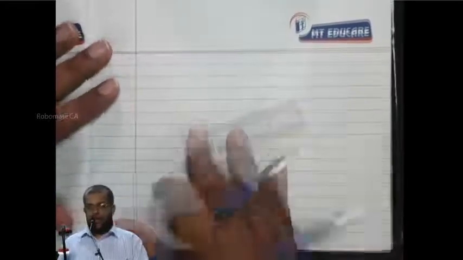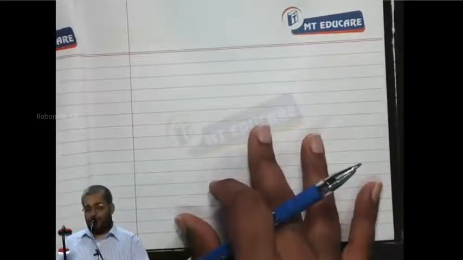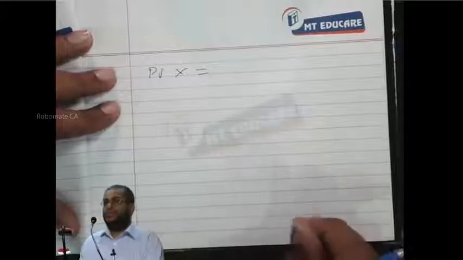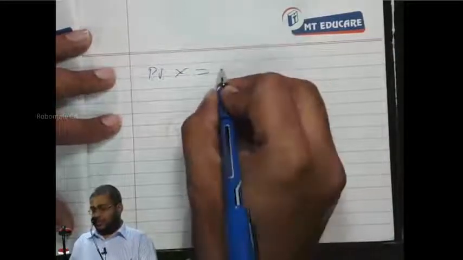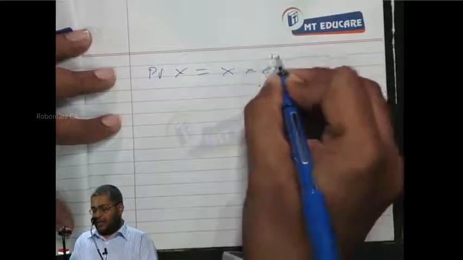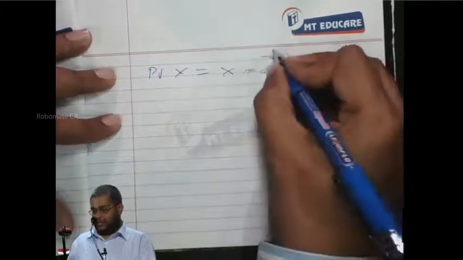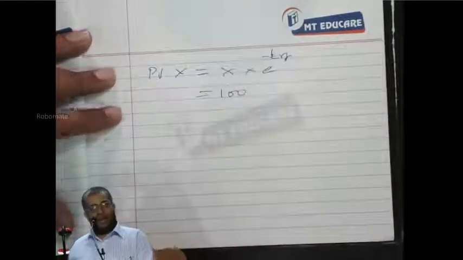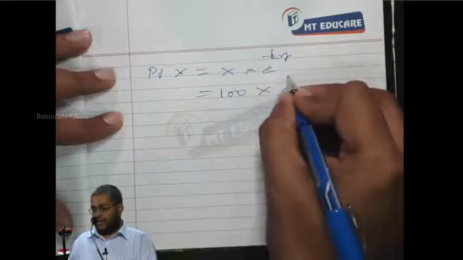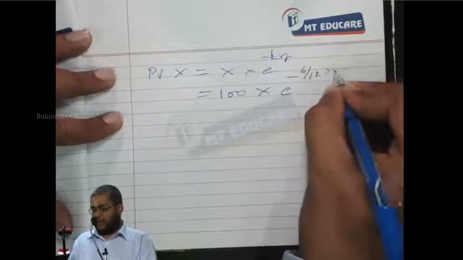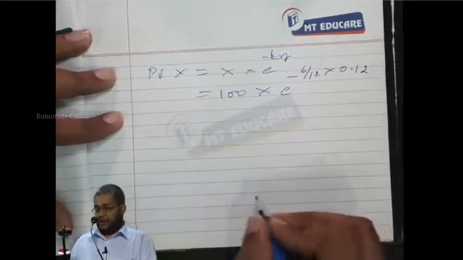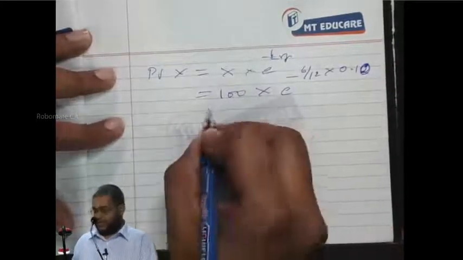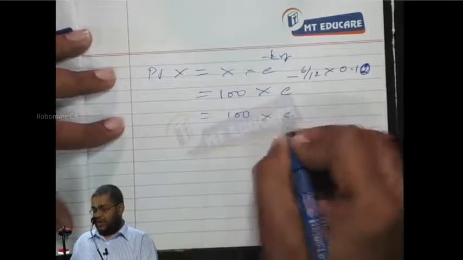Okay. Shall I proceed or not? Now, first of all, what should I calculate? PV of X, right? PV of X is equal to present value of strike price, which is equal to strike price into e power minus r f t. What is strike price? 100. 100 into e power minus, what is the term? 6 by 12 into 0.10.